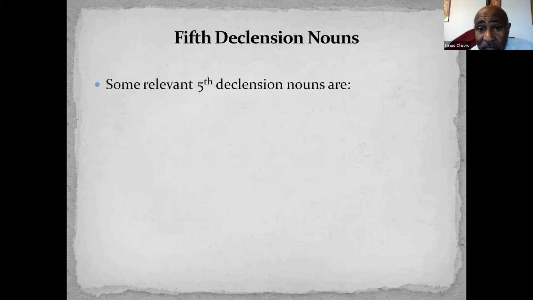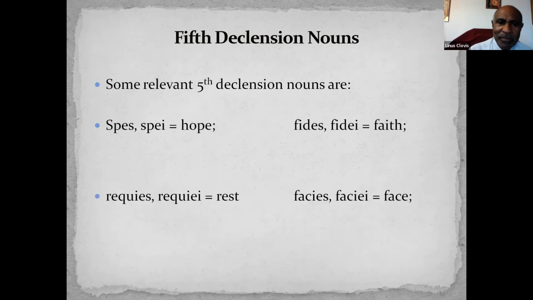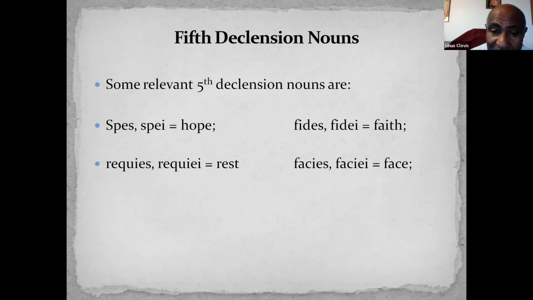Some relevant fifth declension nouns are spes, spei, which is hope, fides, fidei, which is faith. We get fidelity from this. So there are two that we no doubt will come across. You shouldn't be surprised, because faith and hope belong to the faith. I don't know why I didn't put them alphabetically. Requies, requiei, rest, from which we get requiem, which is the accusative case, requiem. Eternal rest grant, okay, to grant eternal rest, so requiem.